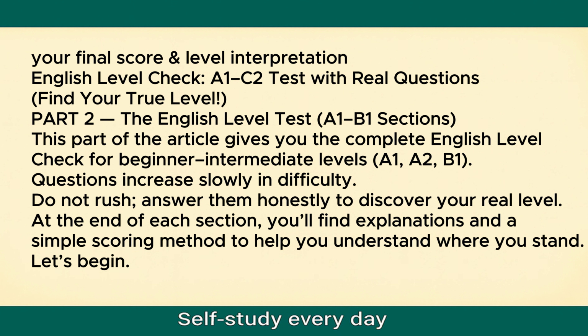English level check. A1 to C2 test with real questions. Find your true level. Part 2. The English level test. A1 to B1 sections. This part of the article gives you the complete English level check for beginner, intermediate levels. A1, A2, B1. Questions increase slowly in difficulty. Do not rush. Answer them honestly to discover your real level. At the end of each section, you'll find explanations and a simple scoring method to help you understand where you stand. Let's begin.